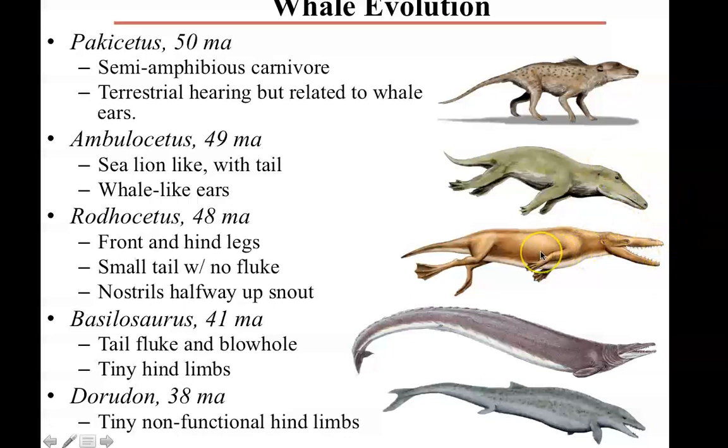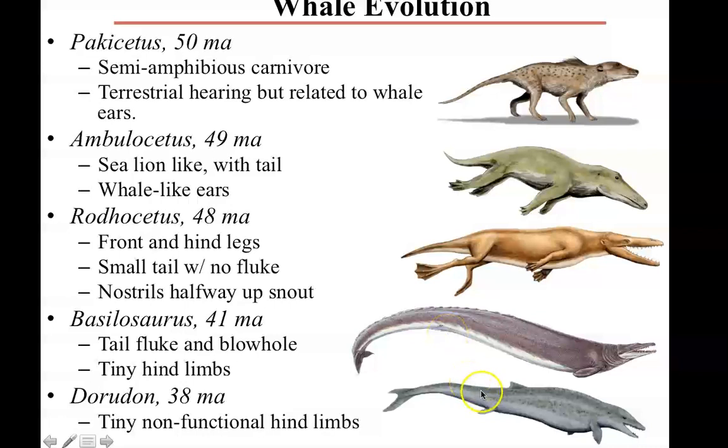Okay, moving on. This is Rhodocetus, so you can see that it has a small tail. It's got nostrils that are starting to move back, right? So halfway up the snout, and it probably had flippers, or it had legs that are starting to turn into flippers. Basilosaurus, about 7 million years later, just has front limbs, and they're flippers. It has a blowhole, so its nostrils are on the top of its skull, and its tail has a fluke, this flat part for pushing water. So this is looking much more like a modern whale.